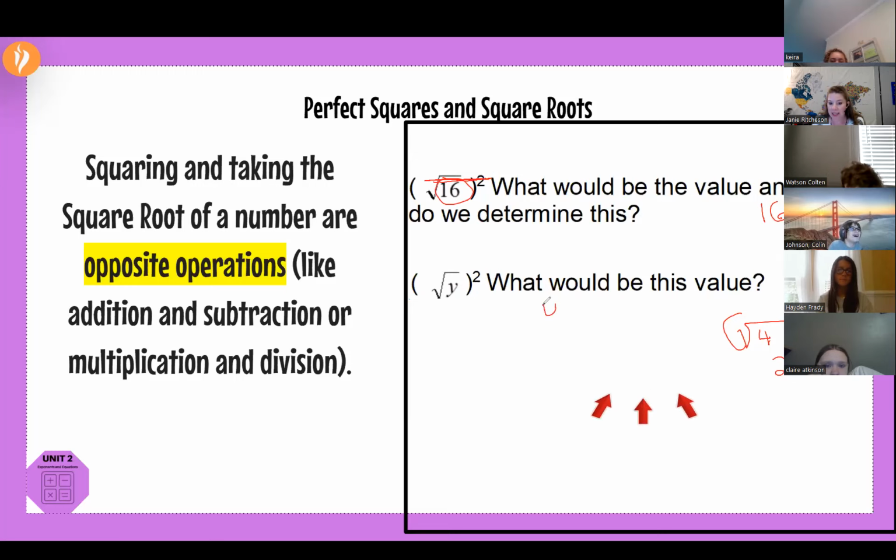Why? Because I said so. Because I said so. Colin, you're so funny. All right, so what is the square root of 100 squared? Don't answer, Colin.